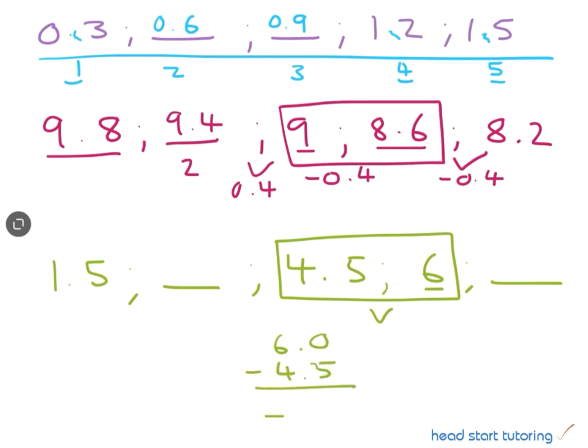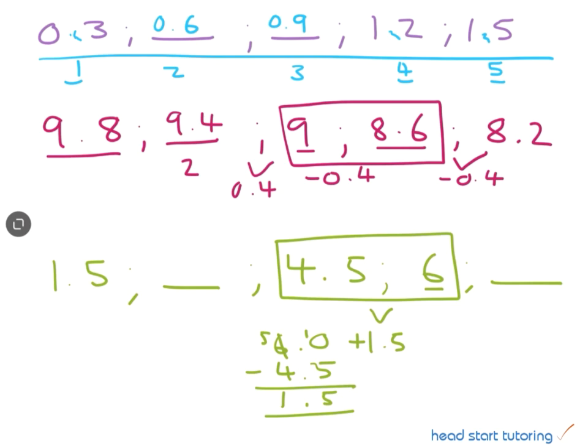You might be able to do this in your head, but it's best to just check anyway. We borrow from our 6, and we end up with 10 minus 5 is 5. Bring down your decimal point. 5 minus 4 is 1. So we end up with a difference of 1.5, and we were plussing 1.5 from 4.5 to 6.